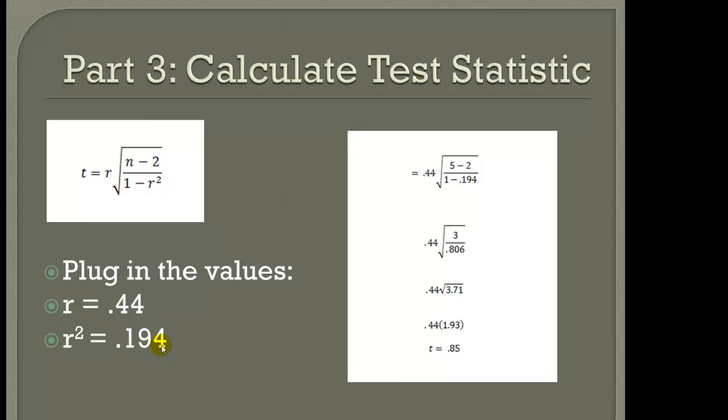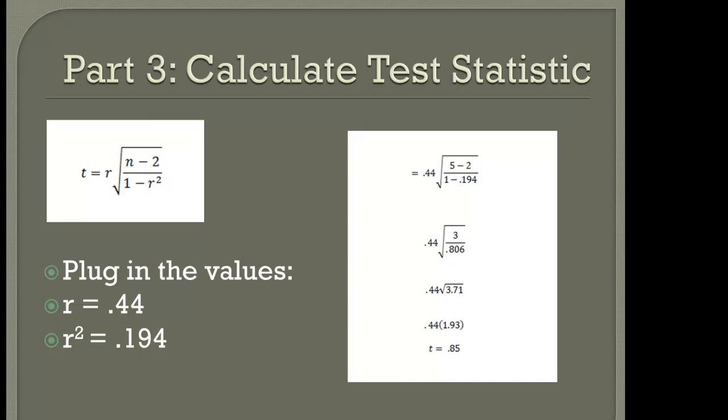So now we have everything we need to calculate this. Plugging in our values, 0.44 times the square root of 5 minus 2, n being 5, over 1 minus r squared, 0.194. Doing our order of operations, we get 3 over 0.806, the square root of 3.71, 0.44 times 1.93, and then finally t equals 0.85.